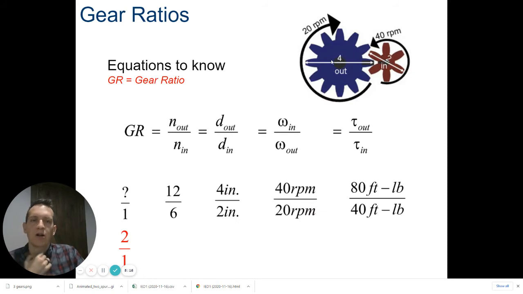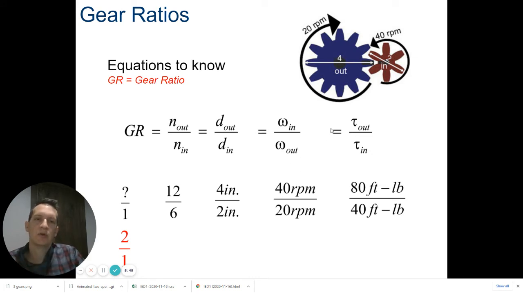So if we look at our red and blue gear here, what's the gear ratio for this? Well, they should all be the same, right? It's all the same thing. It's gear ratio. So number of teeth out, this was 12, divided by number of teeth in, 6. That gives us a gear ratio of 2. Diameter, 4 over 2, 2. All of these end up being 2. That is the gear ratio of this gear train.